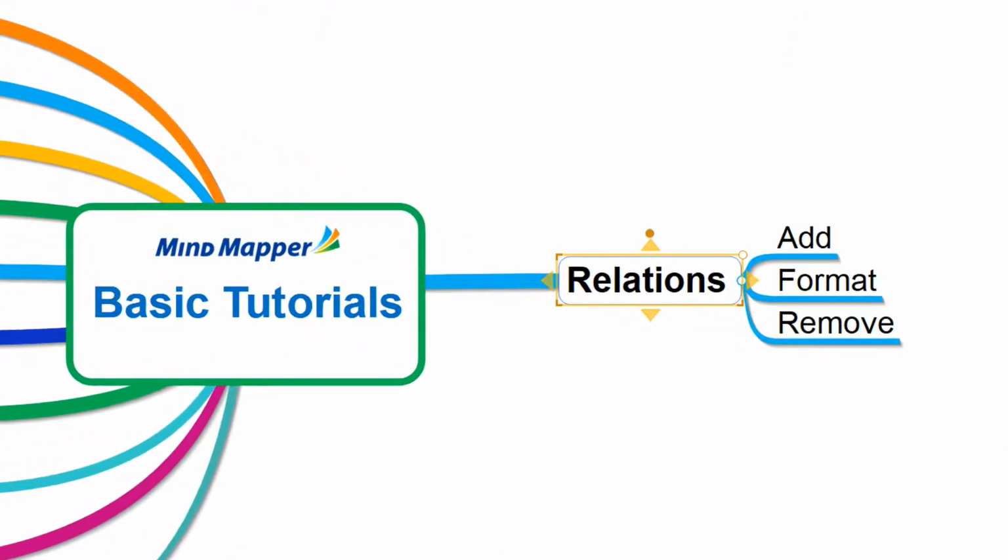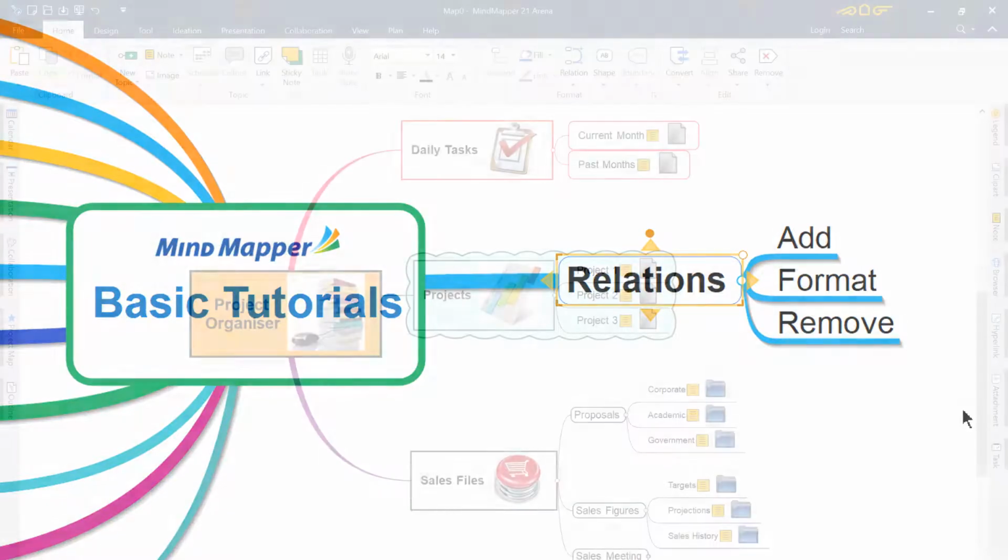In this tutorial, I'm going to show you how to add, format, and remove relation lines in MindMapper to visually highlight connections between topics or branches within your mind map. So let's take a look.